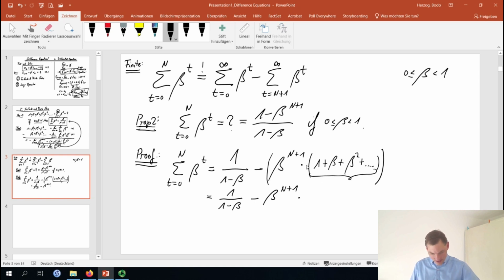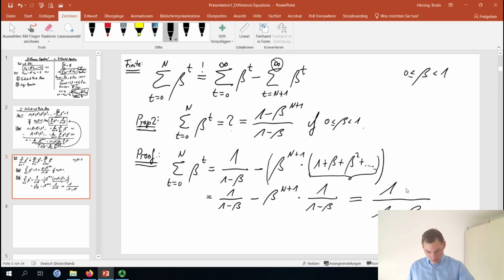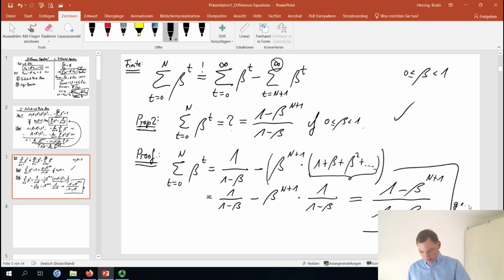So it's times... Well, this is again an infinite sum, right? This is an infinite sum, because this is also infinite here. But this infinite sum goes from 1 to infinity, so this is 1 minus beta. And now look, we have the common denominator, which is 1 minus beta. So what we have on the top is 1 minus beta^(n+1). So we see immediately that this proposition is correct. Quod erat demonstrandum. What we have to show.